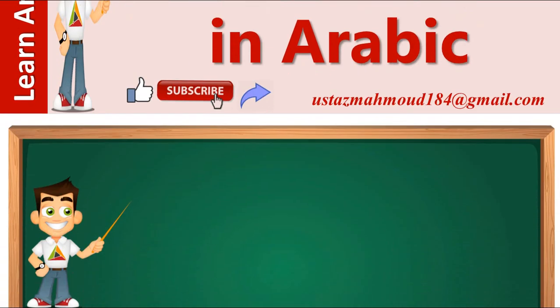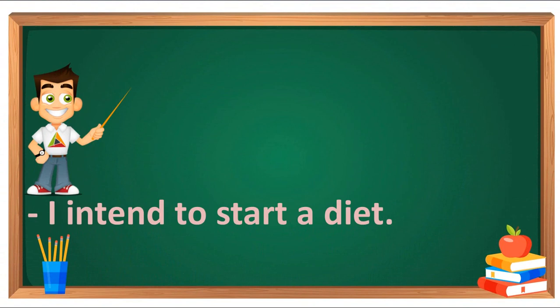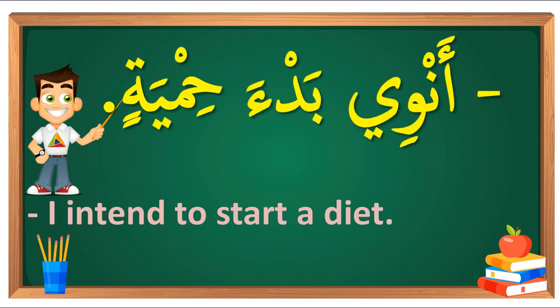And let's see an example. I intend to start a diet. How to say this sentence in Arabic language? Well, we say أنوي بدء حمية. أنوي means I intend. Start بدء, a diet حمية. أنوي بدء حمية. I intend to start a diet.